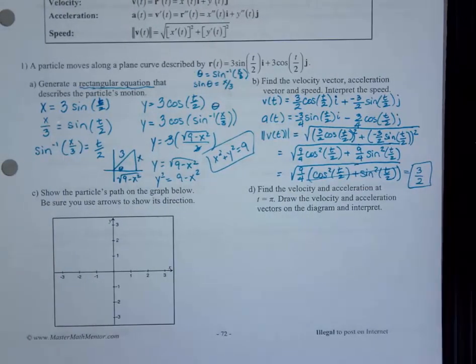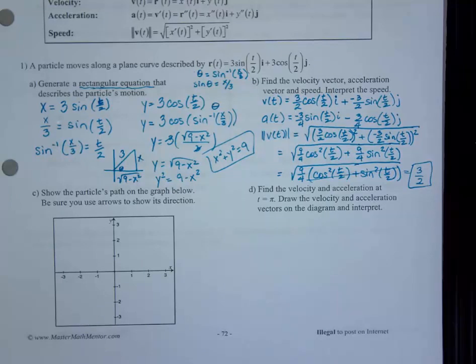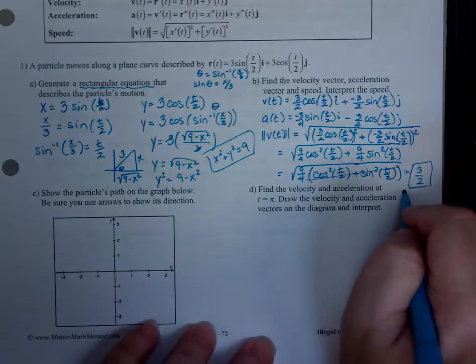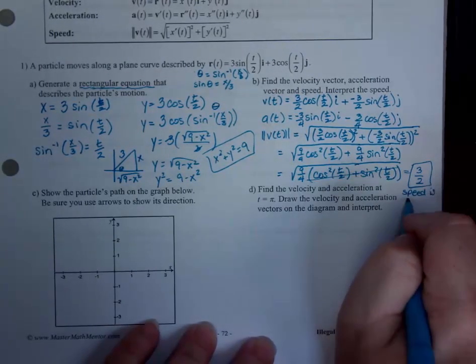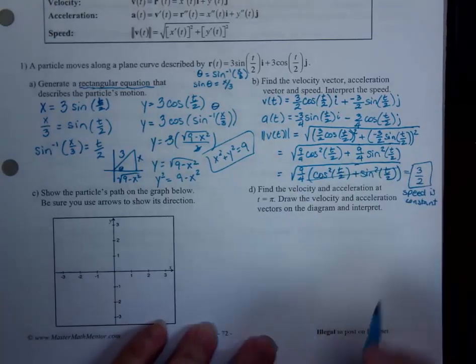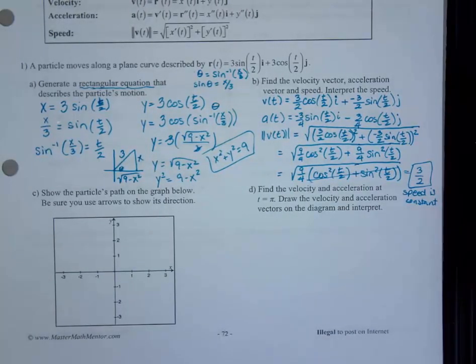Speed usually comes out with t's in it, because depending on what t is, the speed can change. But in this instance, there are no t's. So what does that mean about the speed? It is constant. And that is the interpretation. The speed is constant. It's not always constant, but it is in this case. All right? Questions on that? Okay, let's go to part C.